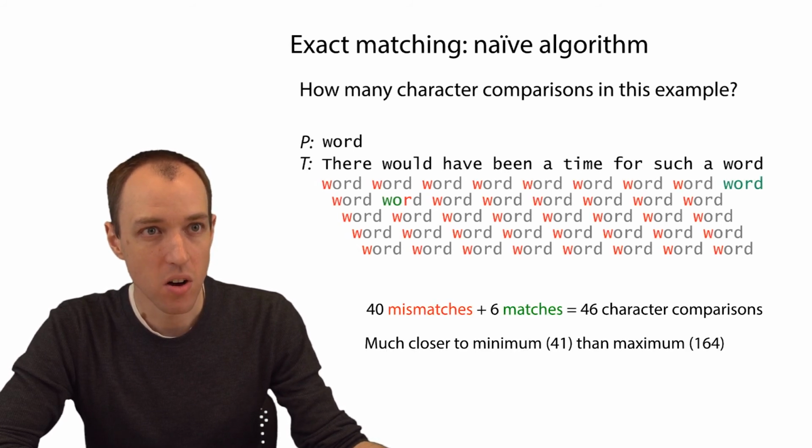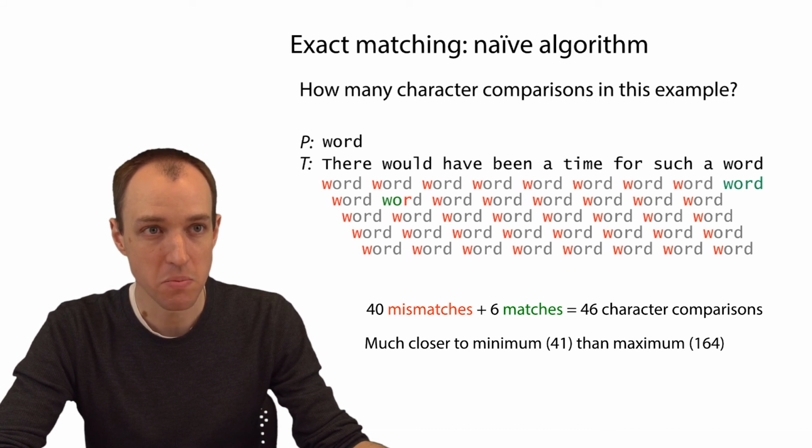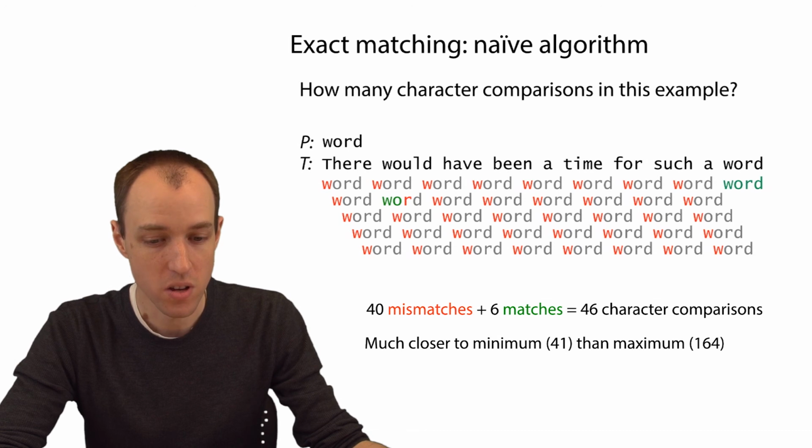If you add it all up, and I've highlighted in red here all of the places where we mismatch, and in green all of the places where we match, if you add up all those matches and mismatches, we end up with a total of 46 character comparisons. 40 of them are mismatches and 6 of them are matches.